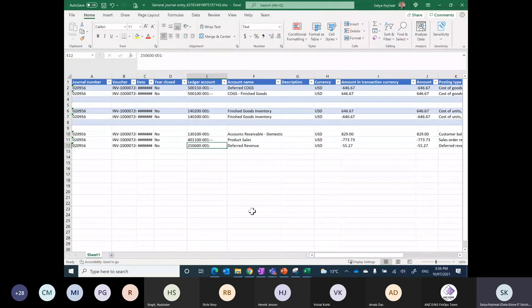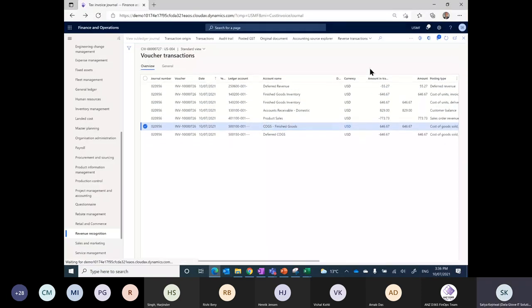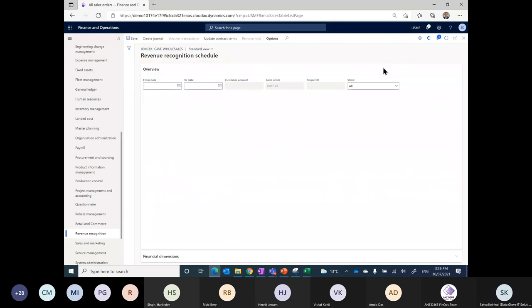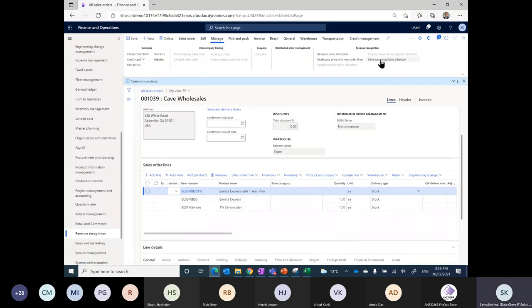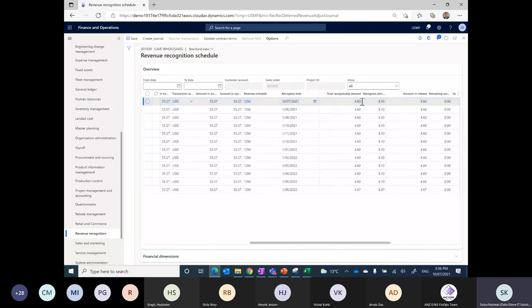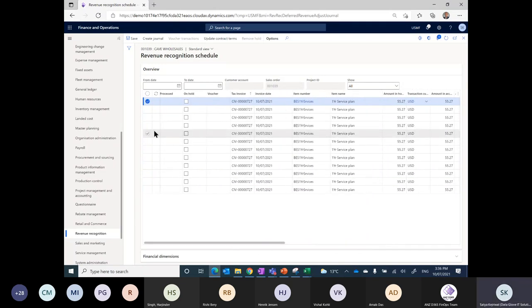Okay. So now what happens after this? How should I recognize this revenue? I'll go back to my sales order and see the revenue recognition schedule. Right. So before this, it was an expected revenue recognition schedule, but after I invoice, it goes into a confirmed schedule. Now you can see here that $55 has been put into 12 lines, like 4.66 per month, right? Now there's a batch job every month you can run, and that will recognize it by itself. But here I can show you how to do it manually. So I select one line and click on create journal.